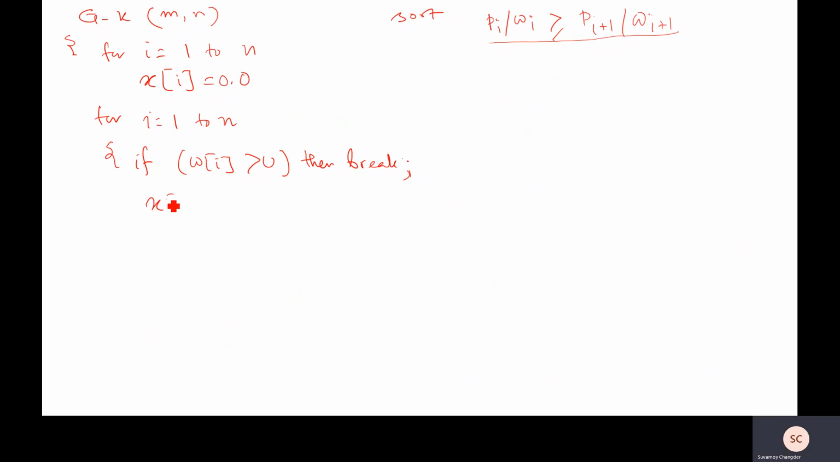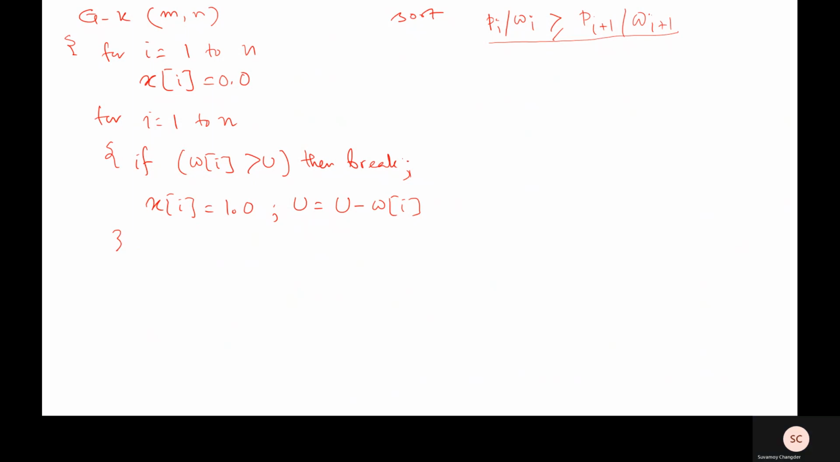Otherwise, Xi is equal to 1.0. If the weight is less than W, then we can select the whole element, 1.0, and the capacity of the remaining knapsack is U minus W. So we are considering U as the capacity of the knapsack.